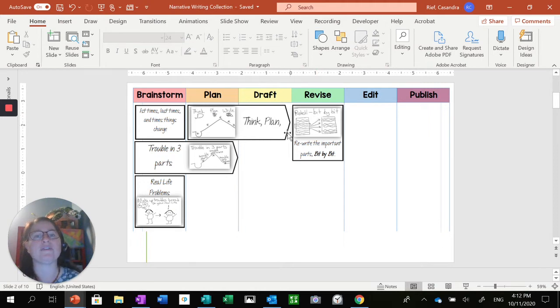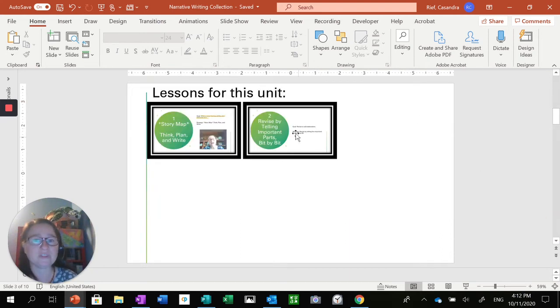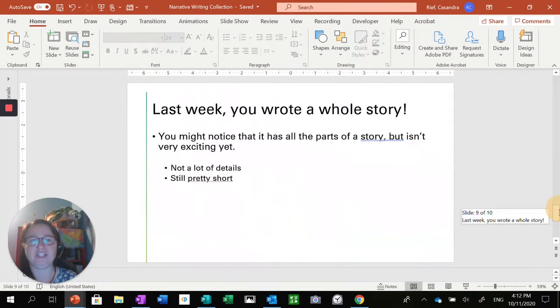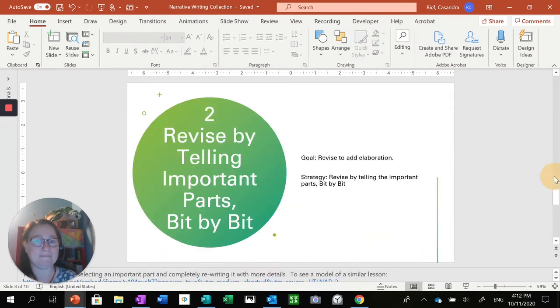So today we're going to work on the strategy of retelling bit by bit. We're going to take the important parts of our story and tell them bit by bit. So let's go into that strategy. Let's jump past the stuff we've already done. All right. So here we are. We're going to revise our stories by telling the important parts bit by bit.